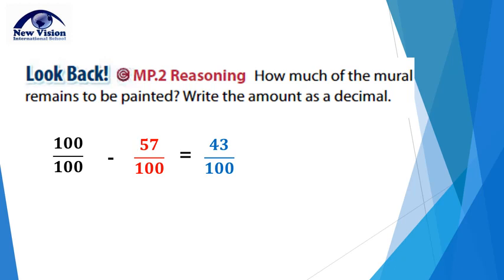Again, we need to write the amount as a decimal. Since 100 has two zeros, we should move the decimal point twice to the left. But where is the decimal point? Very good. It's there, after 3. So let us move the decimal point 2 times to the left. 1, 2. So therefore, it's going to be, very good, 0.43 or 43 hundredths.